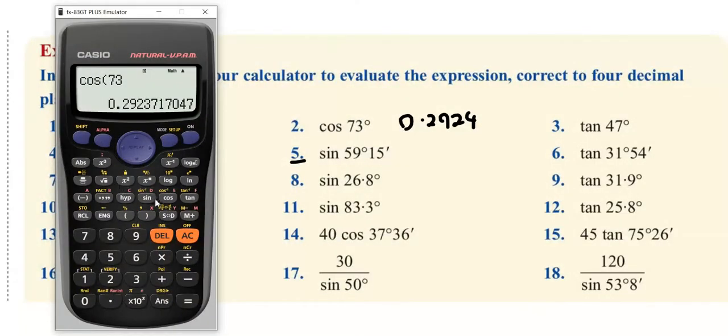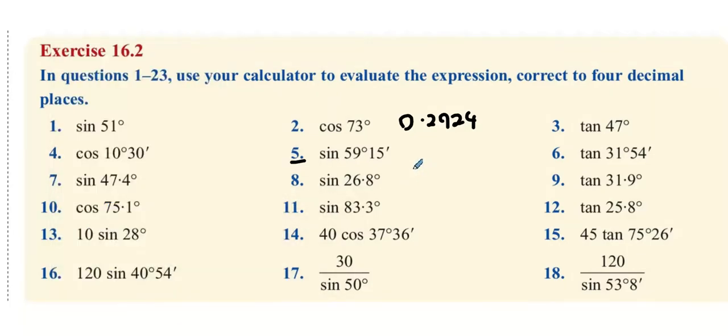Okay, let's try question 5. It wants sine, so press sine. It wants 59 minutes, so you press 59, press the minute button, then press 15 followed by the minute button, and then press equals, and you get 0.8594. So 0.8594. Happy days. Okay, let's skip on to question 11.